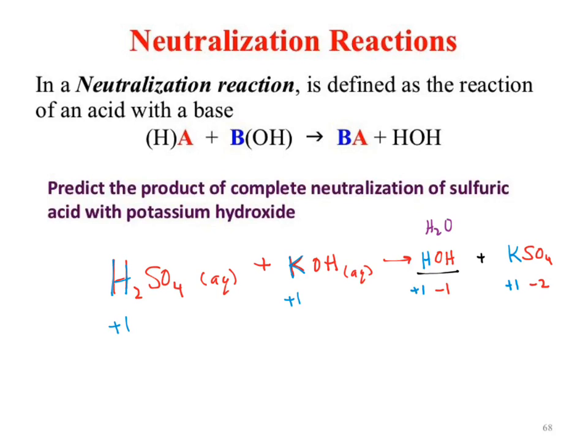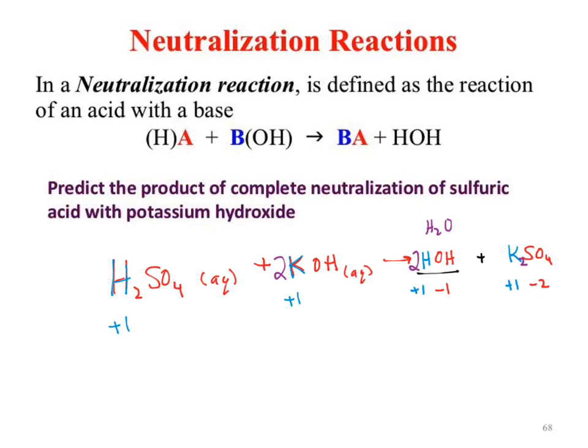What do I need? 2 potassiums. Now I could go through to balance the equation. That will balance it. Am I expected to predict phases for these? Neutralizations are a type of double replacement. Are you expected to predict phases for double replacements? Yes, which means neutralizations? Yes.